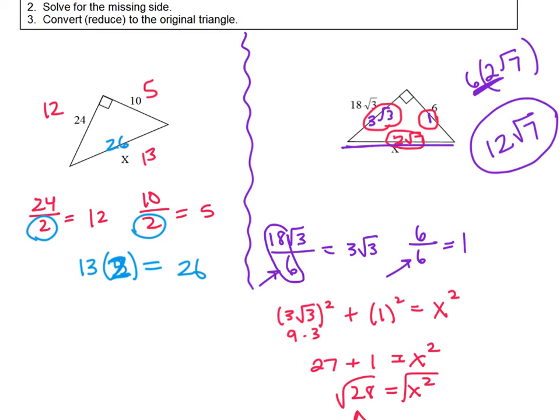So what we just did is we reduced the triangle, we did Pythagorean theorem with easier numbers, and when we got our answer, we just had to multiply it back up so that it matched the given sides that we had. And we will have more examples of this following this video.